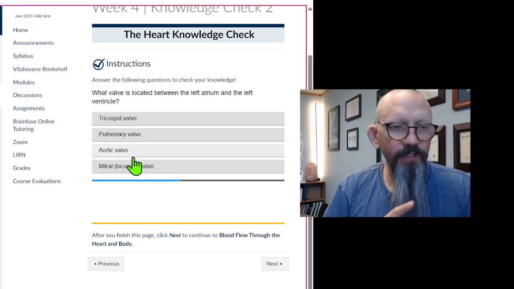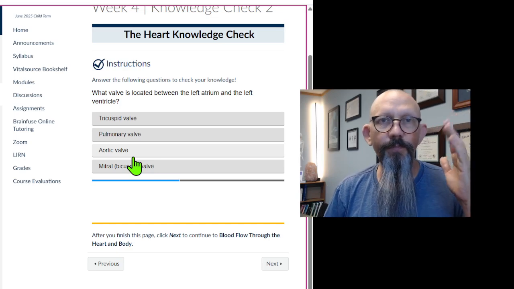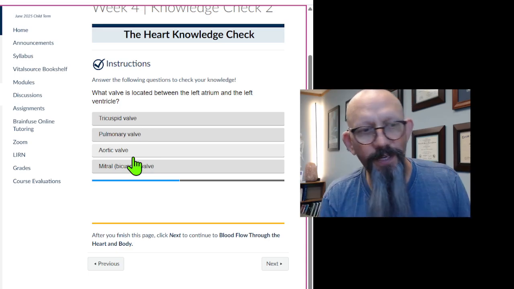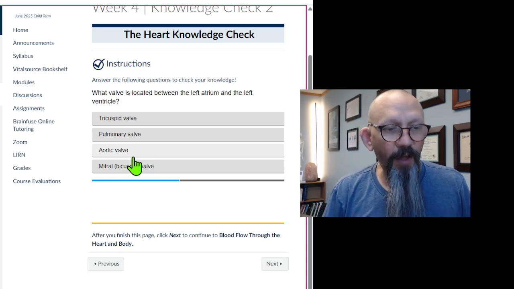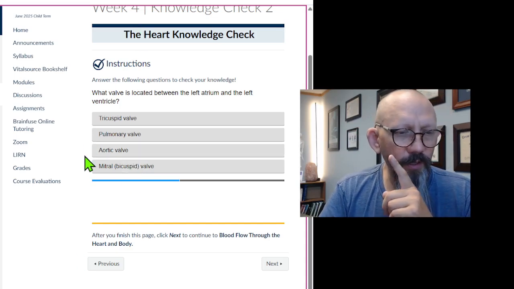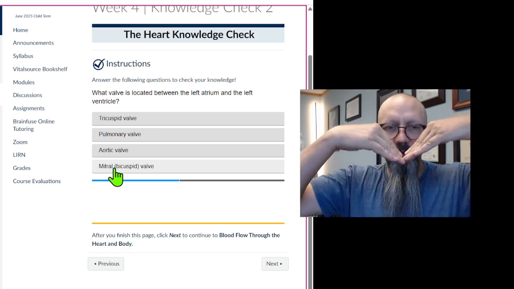What valve is located between the left atrium and the left ventricle? Well, it's going to be the left valve, but it has a name. The left valve is called the mitral valve, or bicuspid. Bicuspid means it has 2 parts, right, like this.